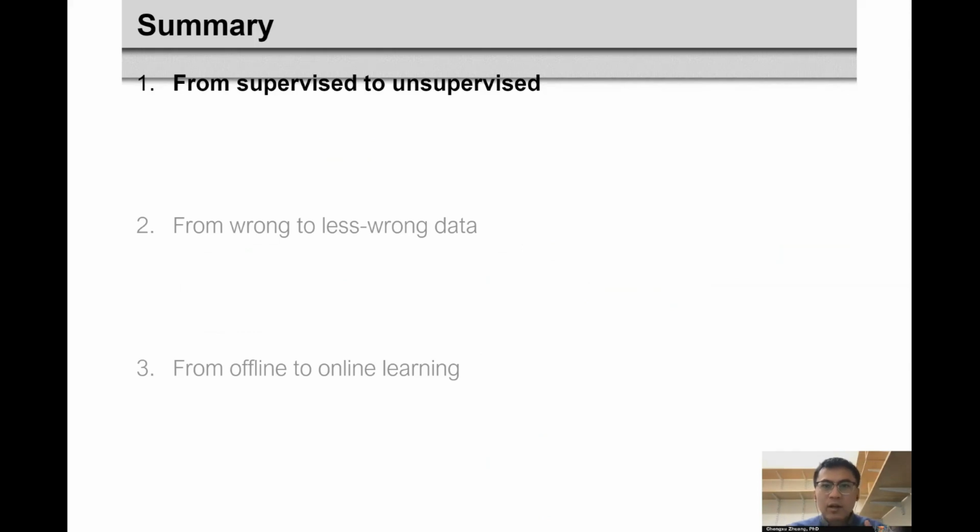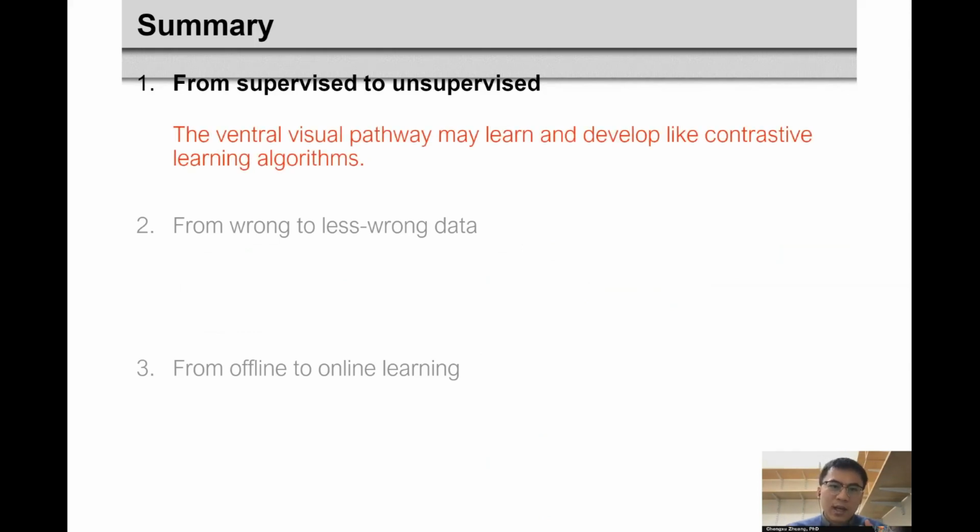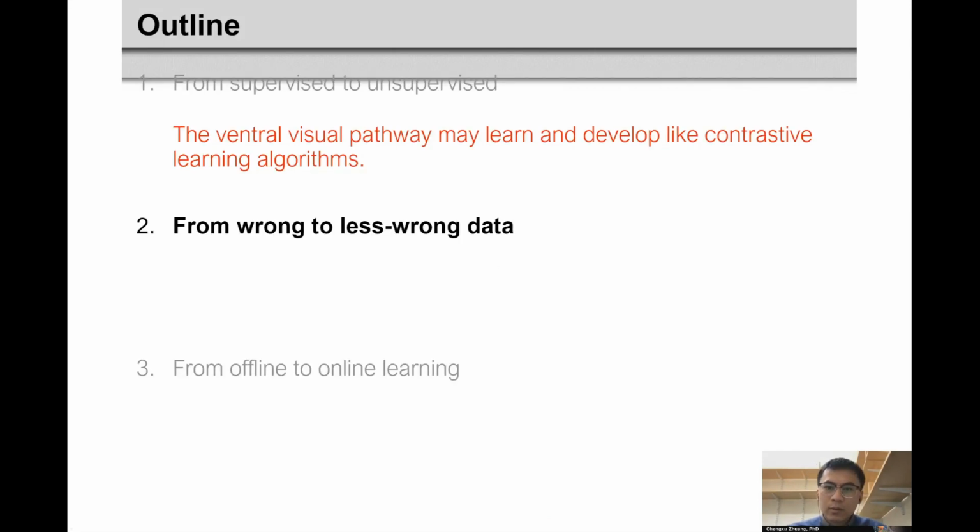So what I have just talked about in this project is that the ventral visual pathway may learn and develop like contrastive learning algorithms. In the next project, I will talk about how the algorithms can now use data that are less wrong.